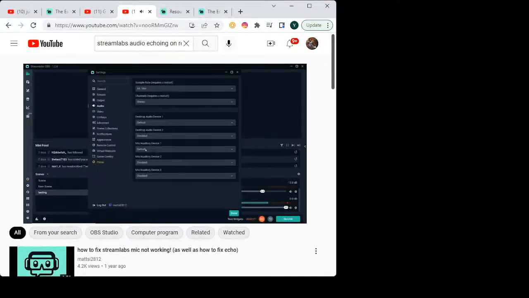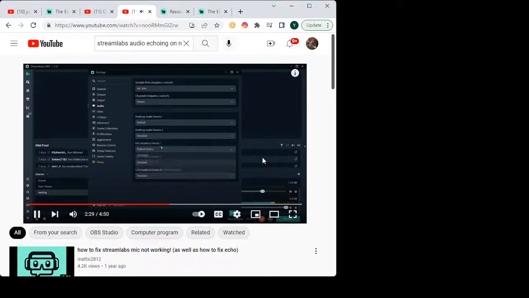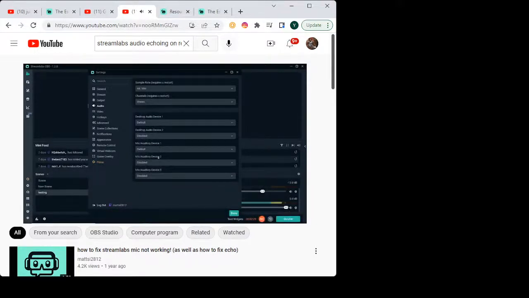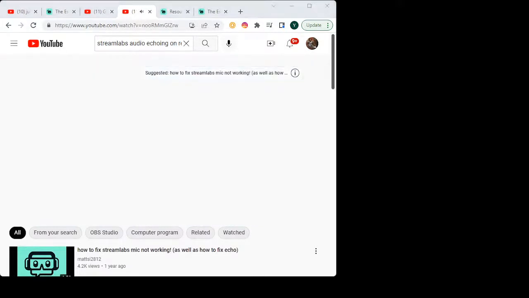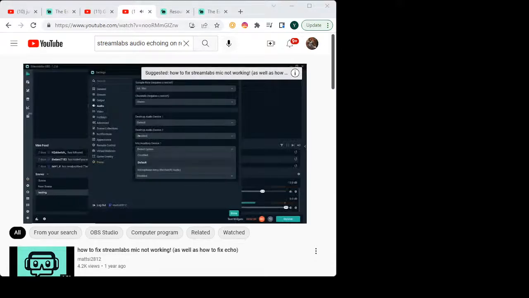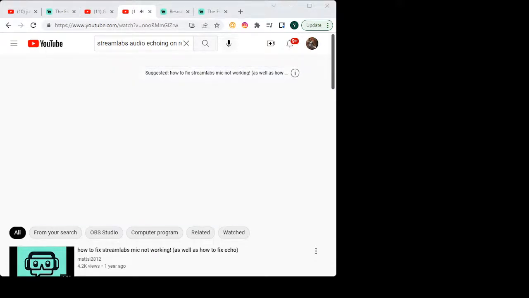You'll go over to mic and auxiliary device. You'll try and make sure that 2 and 3 are disabled. And make sure that just number 1 is enabled. If your mic doesn't work at all, then this might actually be why, because it is set by default on disabled. So yeah, just turn one of them on to default, and same thing for desktop audio, just have one of them. And then finally, I mean, this usually fixes the issue for me.